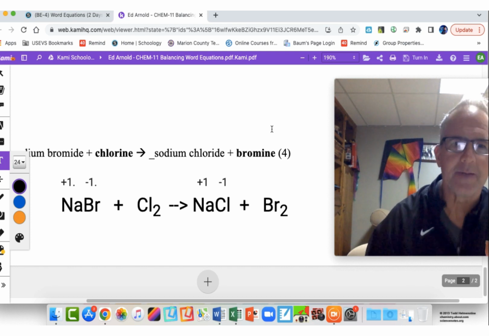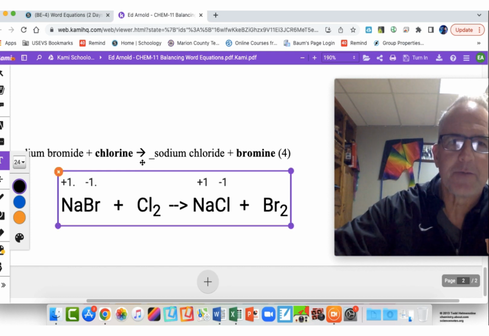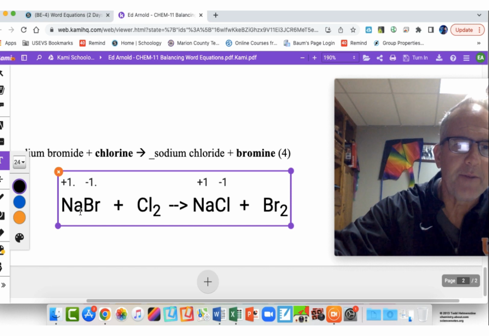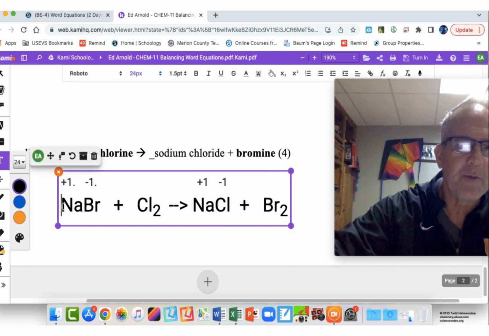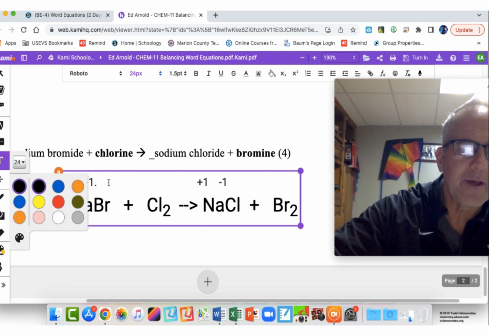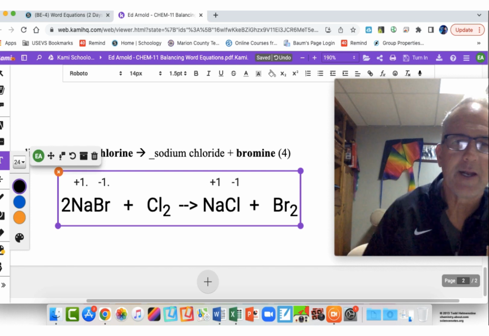Now we have to use the balancing. So once you get all the small numbers right, you can start to balance. So find something different. There's 2 Brs on this side. There's only 1 Br over here. So I'm going to fix that by putting a giant 2, called a coefficient, in front of that. Like that. There we go. Now I have 2 Brs on both sides.